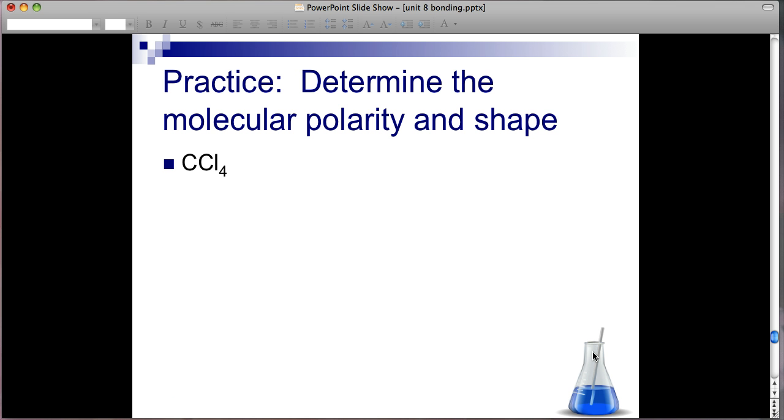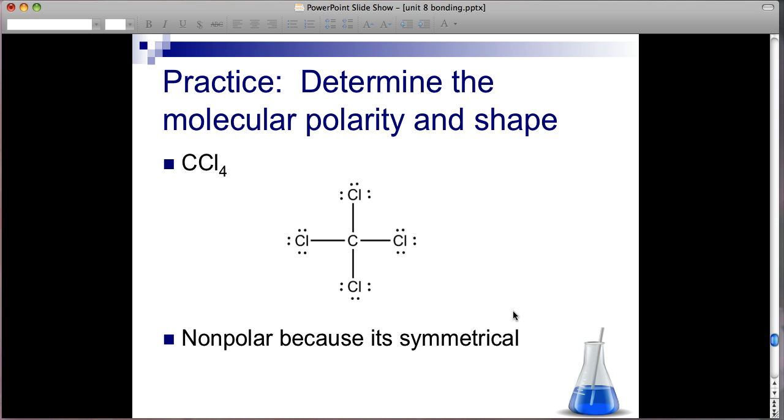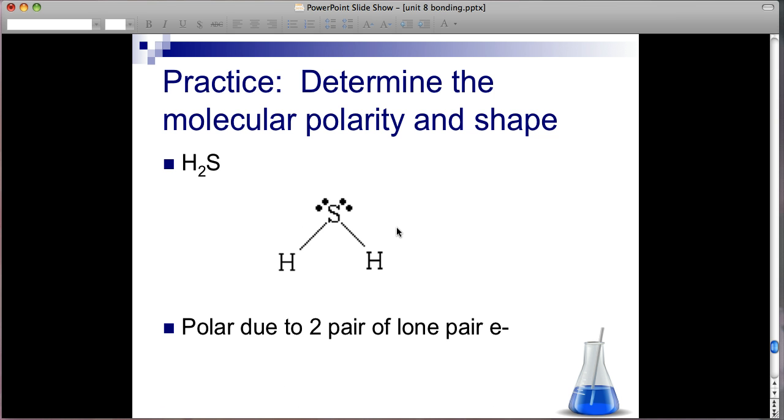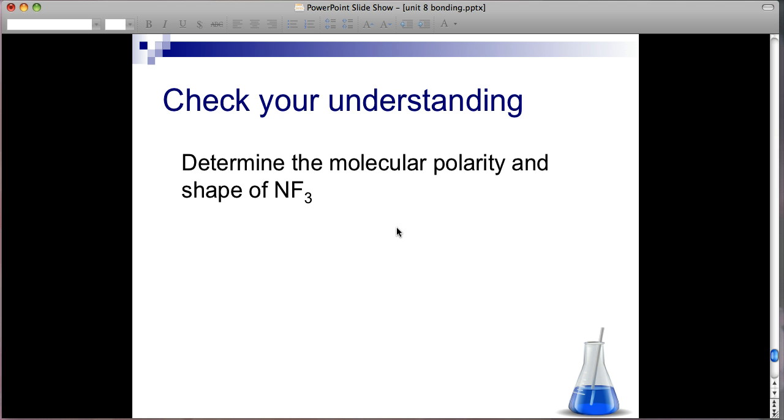So let's determine the molecular polarity and shape. Here's carbon tetrachloride, and would this be polar or nonpolar? Well, it is symmetrical vertically and symmetrical horizontally, and there are four bonds, so this would be considered nonpolar because it's symmetrical, and it is tetrahedral because it has four bonds. What about H2S? This is polar because if we look horizontally, it is not symmetrical. This is considered bent. So check your understanding. If you have trouble with this, ask in class.